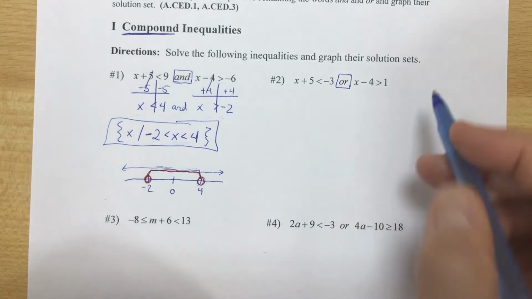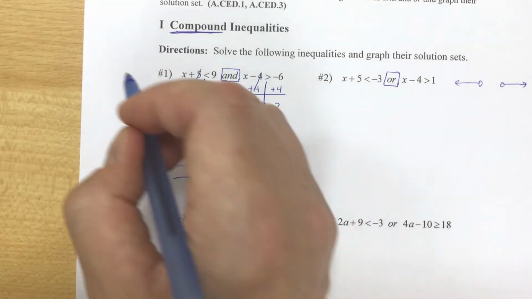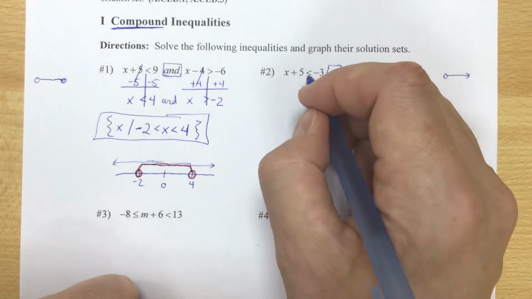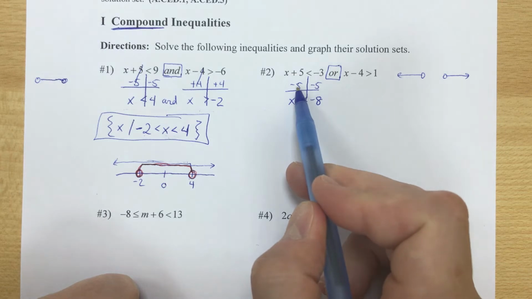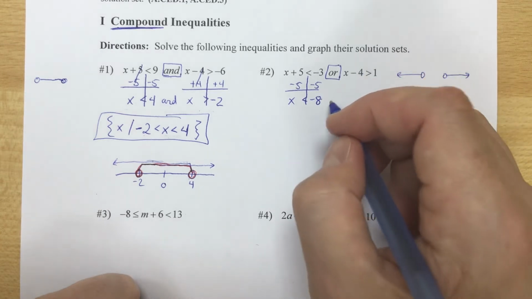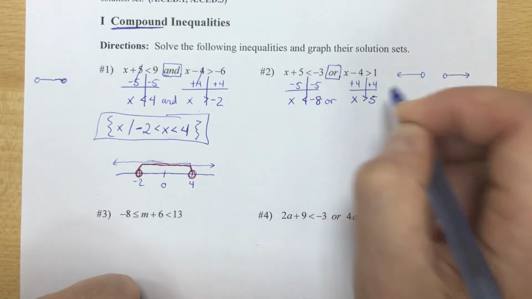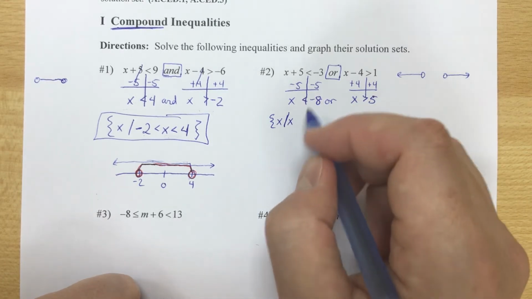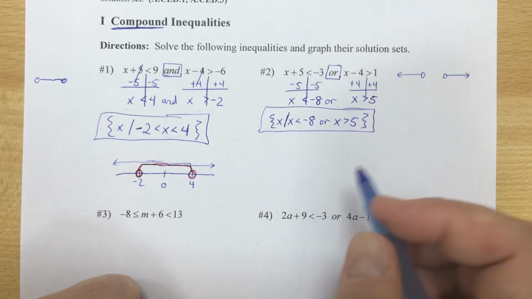Number 2, the word or. Now, or is usually going in opposite directions, and and is usually going between what they have in common. In this case, let's go minus 5. So x is less than negative 8. Now, we subtracted 5. We do not change the symbol. We don't switch it, only when we multiply or divide by a negative. Or, here we would add 4 to both sides. We would get x is greater than 5. Now in this case, there's no short way to write it. So we say the set of x's such that x is less than negative 8 or x is greater than 5. That's our solution set.